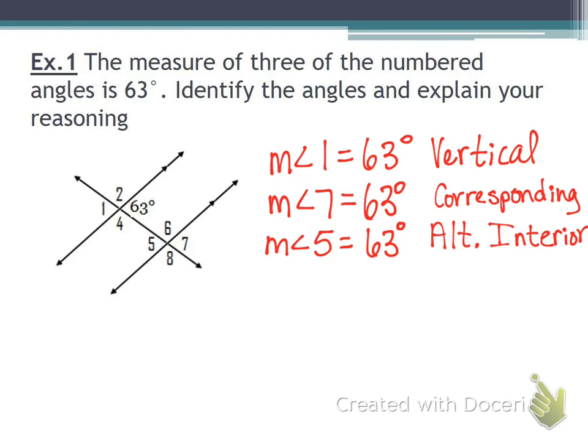Kobe, you got a question? What is number 6? Would it be the same as the other ones? 6 would not be because it is consecutive to the 63 that they gave us. So 63 and this angle 6 would have to add up to what? 180. So 6 is considered consecutive to the initial one, so it would not be congruent. Okay, another way to think about it is that 6 and 7 form a linear pair. And again, we already knew 7 was 63, so these two also have to add up to 180.